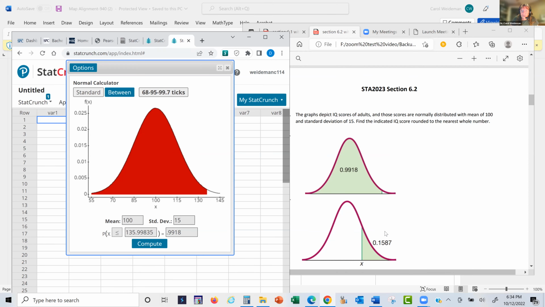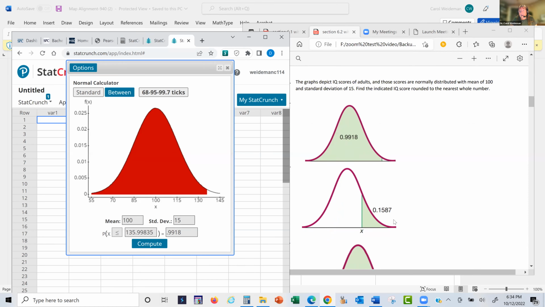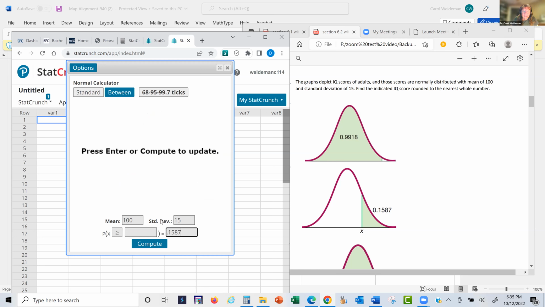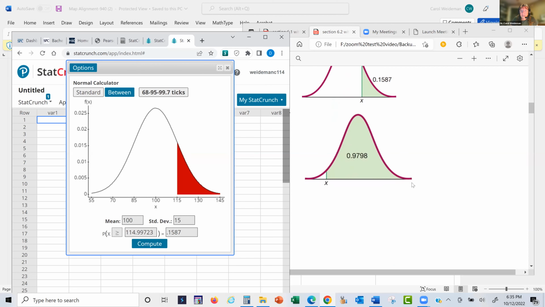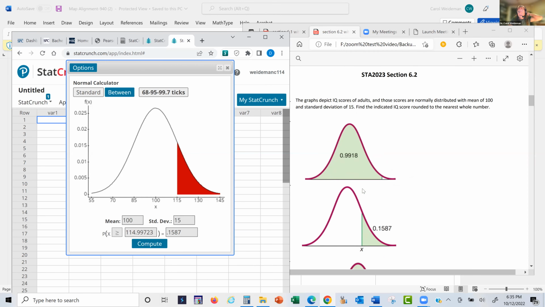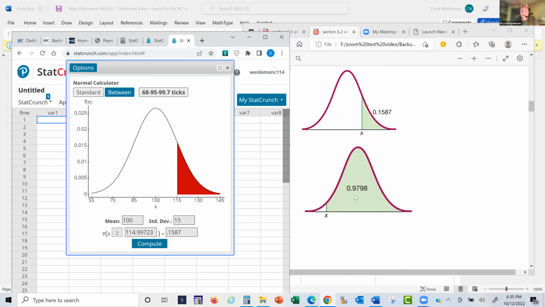Okay, and then let's find the one that about 15.87% of people would exceed. So I'm going to go greater than, and I'm going to put in here 0.1587, and that IQ score is about 115. And then, oh, I have another one on the left side. Okay, what IQ score would we expect about 97.98% of people to exceed?